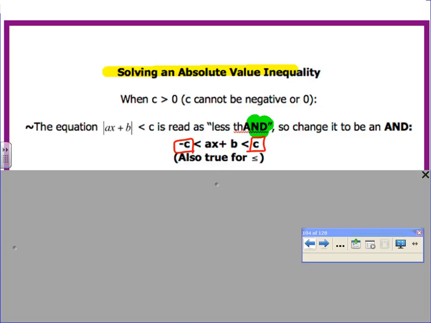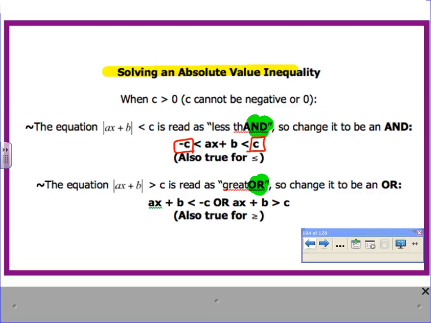What do you think greater than is going to be? Eric? Yeah, greater than. Greater, so it's an or. See, isn't that shortcut awesome? If it's greater than, such as ax plus b greater than c, you change it to an or compound inequality. So it's greater. You guys don't think it's awesome? I think this shortcut is great.